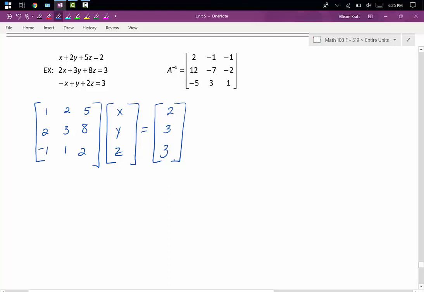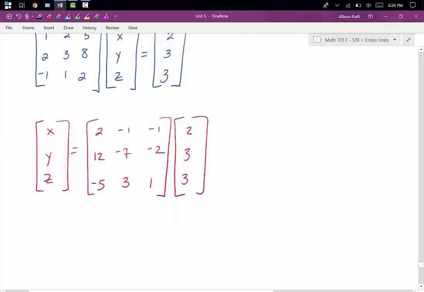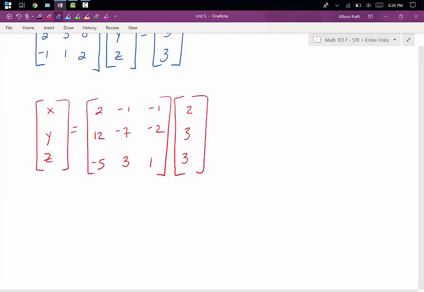We'll be using the inverse matrix provided to solve this. We know that our x matrix, our variable matrix, is equal to our inverse matrix times the constant matrix. We'll perform the matrix multiplication as we typically do.